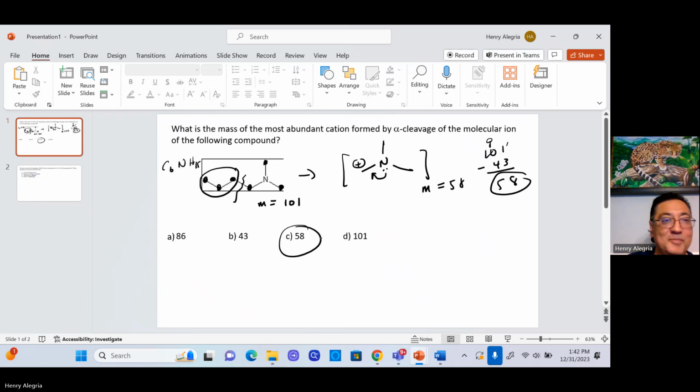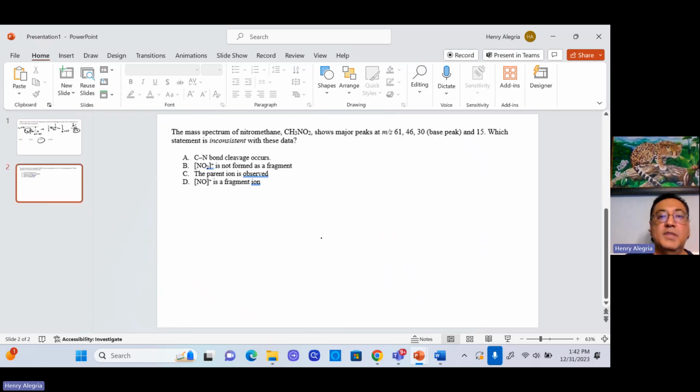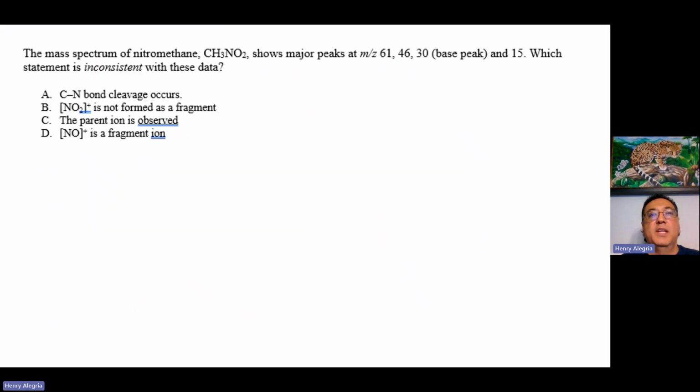All right, one more here and then we'll be done. This one is a little more complex, so I use this example. The mass spec of nitromethane shows major peaks at 61, 46, 30, which is a base peak, and 15. Which statement is inconsistent with this data? All right, if what I have is my molecular ion, this, what is the mass? 15 for the CH3 plus 14 from the nitrogen is 29, plus 32 from the 2 oxygens is 61. So then that must be the molecular ion peak there.